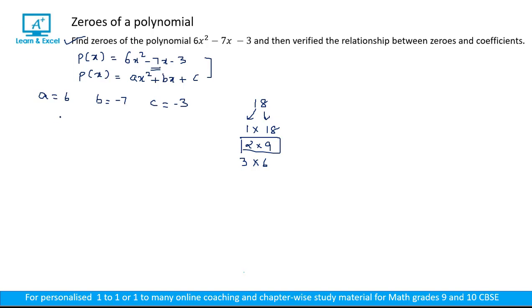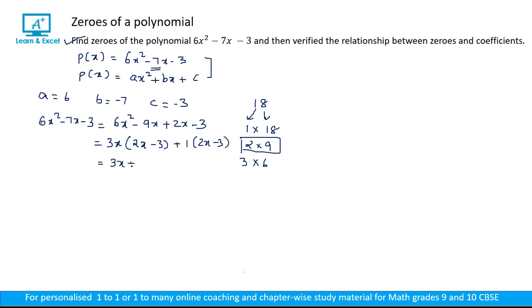So now let us write this. We will have 6x square minus 7x minus 3. We will write this as 6x square minus 9x plus 2x minus 3. Let us take 3x common from the first two terms. So we will get 2x minus 3. And from these two terms we will take 1 as common. So we will get 2x minus 3. So now we will have (3x plus 1) into (2x minus 3).